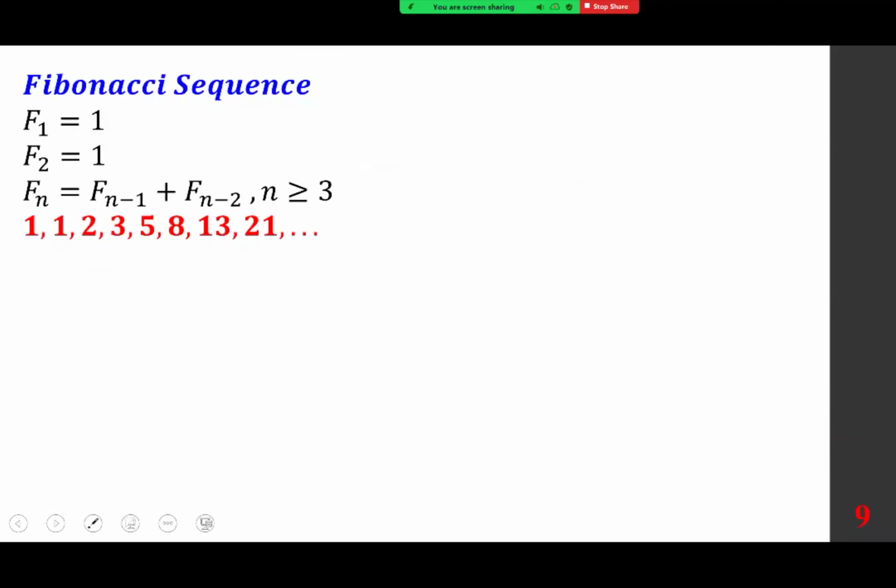For example, the Fibonacci sequence, you may remember it from algebra. The first term is 1, the second term is 1, and any other term is the sum of the previous two when n is larger than or equal to 3. For example, 1 and 1, they add up to 2. 1 and 2, 3, 2 and 3, 5, 3 and 5, 8, 5 and 8, 13, 8 and 13, 21. What would be the next one? You add these two, you get 34. Okay, the next one would be 34. Add them up.